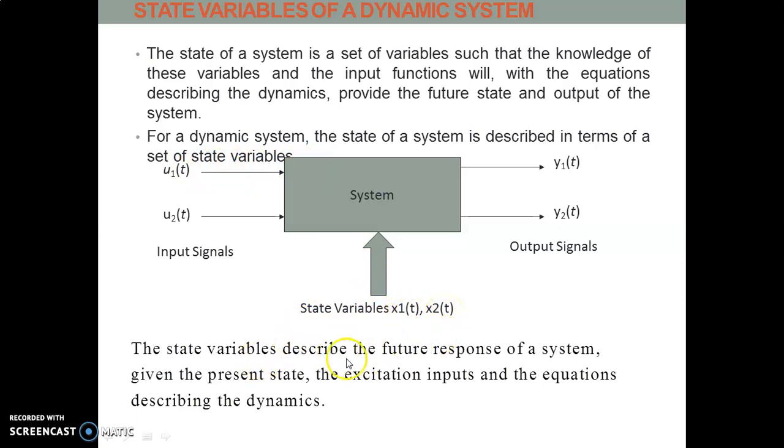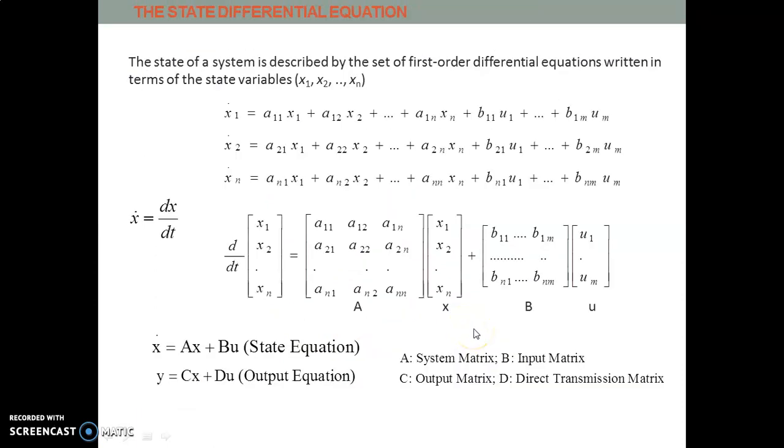The state variables describe the future response of the system given the present state, the excitation inputs, and the equations describing the dynamics of the particular system. So simply, state variables describe the dynamics of the system. If you take the state differential equation, the state variables are represented in terms of first order differential equations. This is the main advantage: an nth order differential equation is converted into first order differential equations.